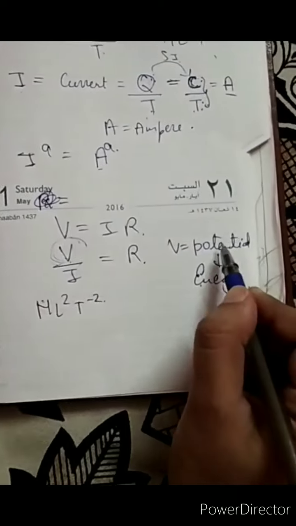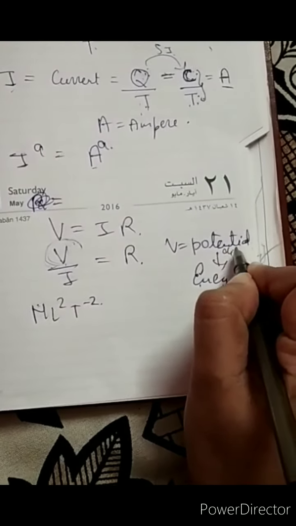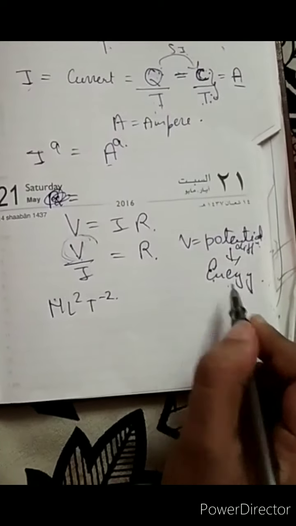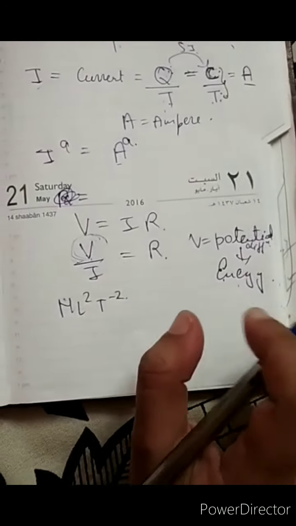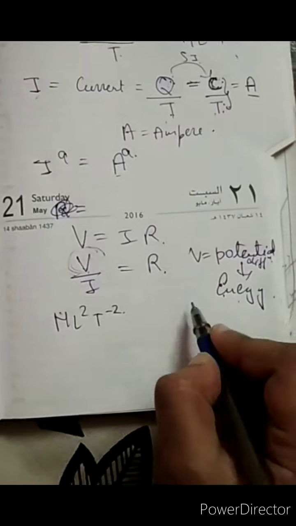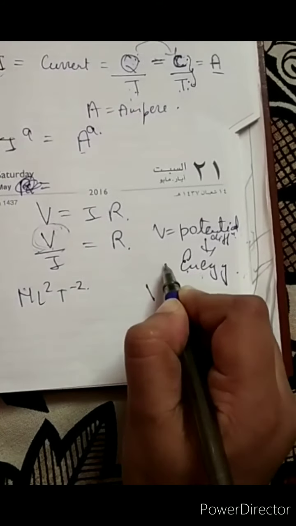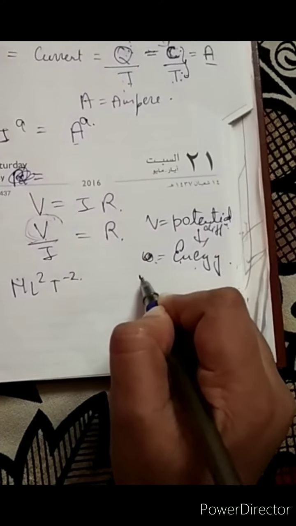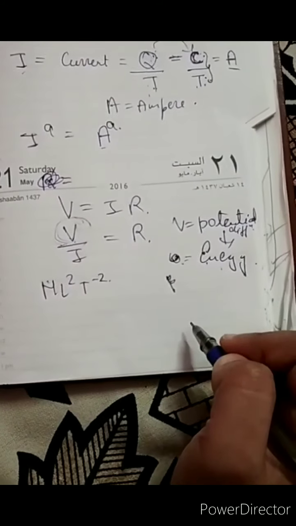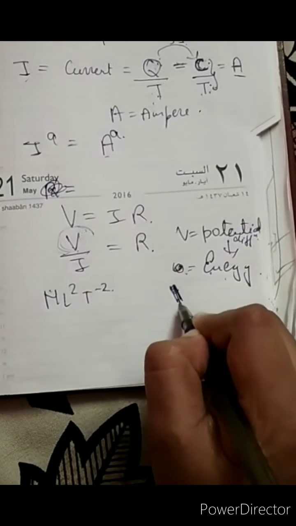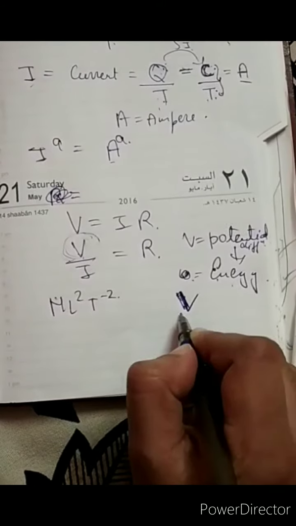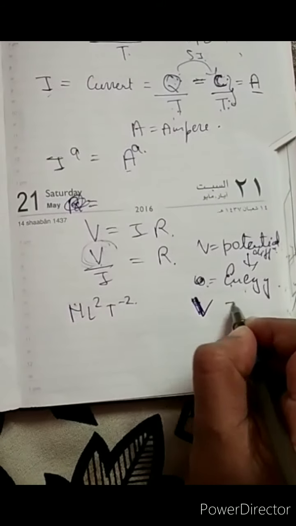What is this? This is potential difference actually. The correct word is potential difference. Potential difference means energy. Now in our electricity, energy is denoted by W, but this is V. V is potential difference. So the actual formula of V is: potential difference is work done per unit charge.